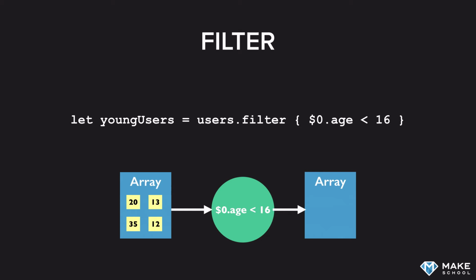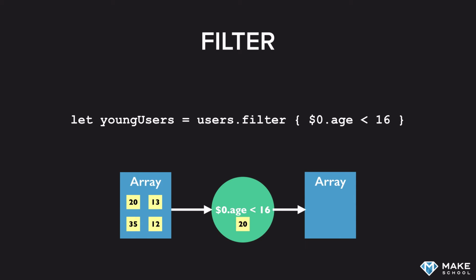Here is what our filter function looks like, and here's an animated example. On the left-hand side, we have an array that contains 4 elements that represent users, and you can see their age, 20, 13, and so on. When we apply the filter function, then all of these elements will go through that filter, and only the elements that meet the requirement that we specify will be returned in the new array that this filter function creates.